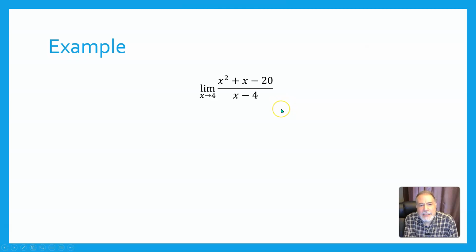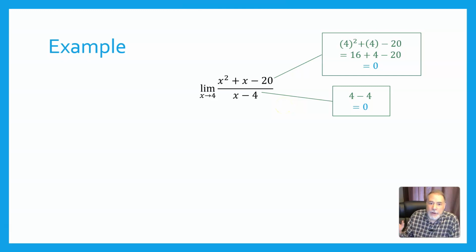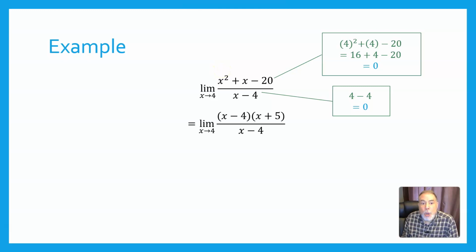So what happens as x approaches 4? The numerator approaches 0, 4 squared plus 4 minus 20. The denominator approaches 0, 4 minus 4. So we have one of these 0 over 0 situations. The numerator can be factored. One of the factors is x minus 4. That's what's making it go to 0. If a polynomial approaches 0 as x approaches some particular number, that tells you that x minus that number is going to be one of the factors that it factors into. So that gives you a hint as to how to factor it. Well, it factors into (x minus 4) times (x plus 5).